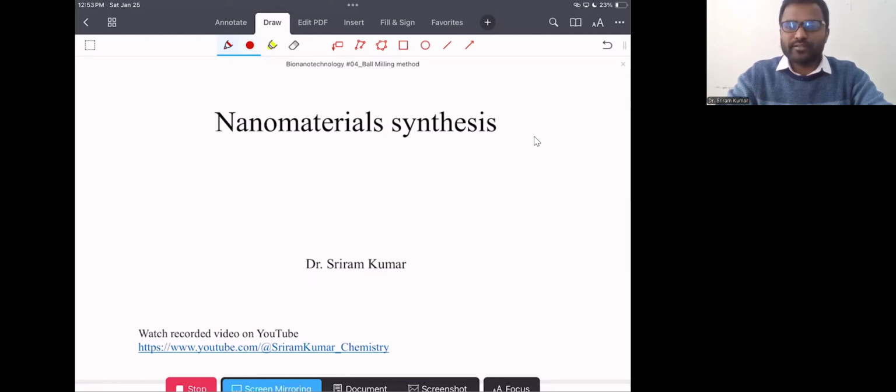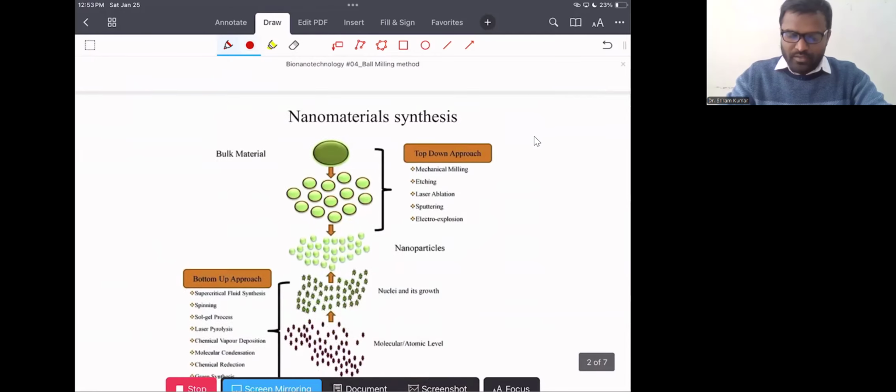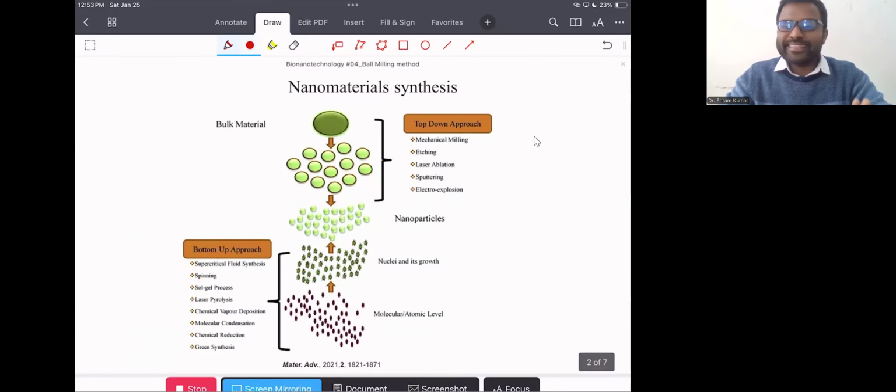Today we are going to learn nanomaterial synthesis. When we think about nanomaterials, we can synthesize those materials by two techniques. One is the top-down approach and the second is the bottom-up approach.